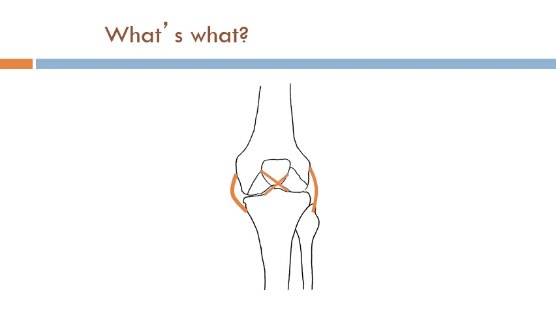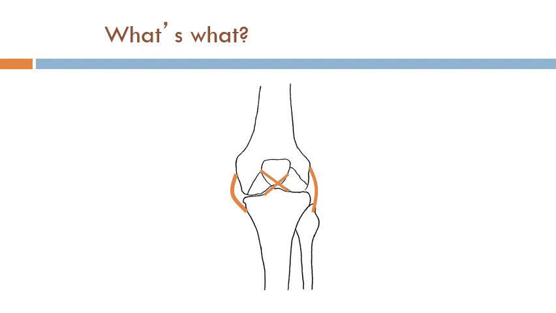So what structures do we have here? Okay, here we're looking at the ACL and the PCL, okay? Now, the two cross, so the question would become, well, how do you know which one's which? How do you know which one's the ACL and which one's the PCL? So remember, the ACL does take a more lateral course. So this would be your ACL, this would be your PCL, okay?